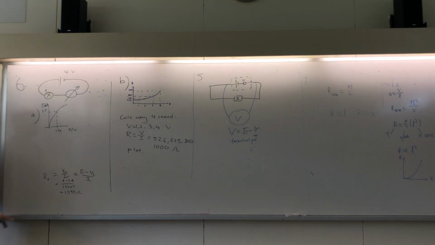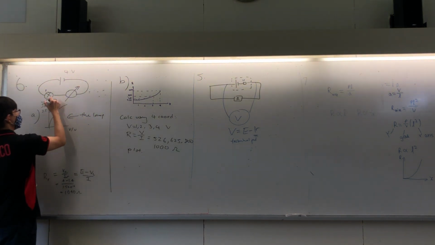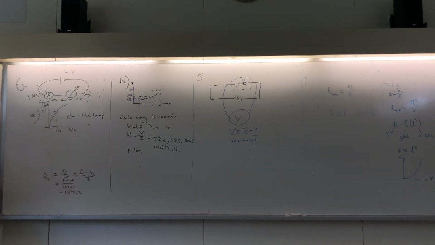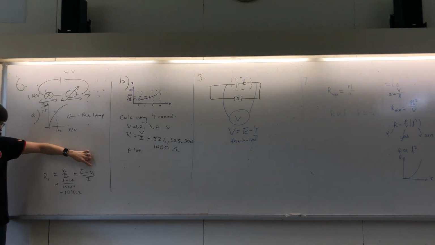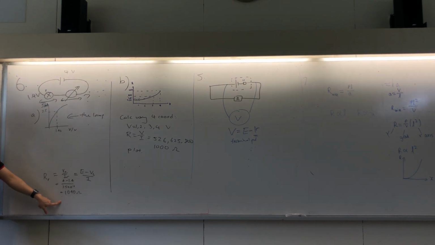The V of this graph is what? This is the lamp, right? So at this current, the lamp is actually 1.4 volts. What's the potential difference across the variable resistor? You take the total E minus the lamp's potential difference, which you read out to be 1.4. Then you get the potential difference across the variable resistor. Then you use V equals IR to get 1040. You guys got it? See how to get 1040?